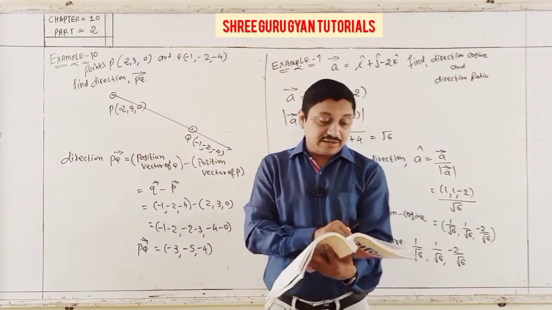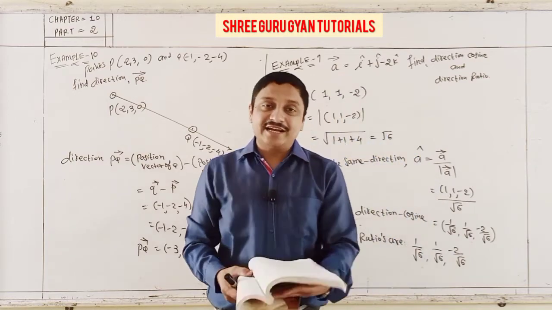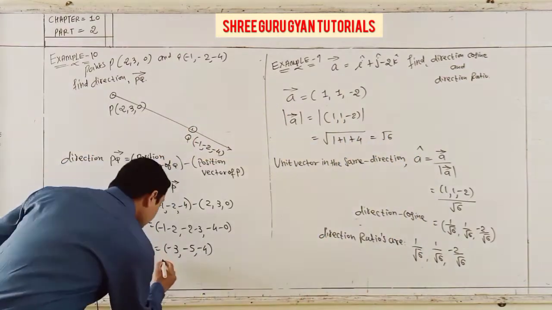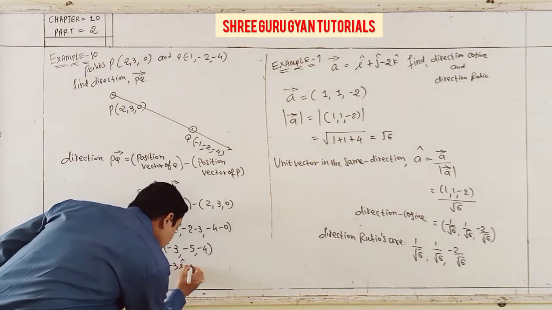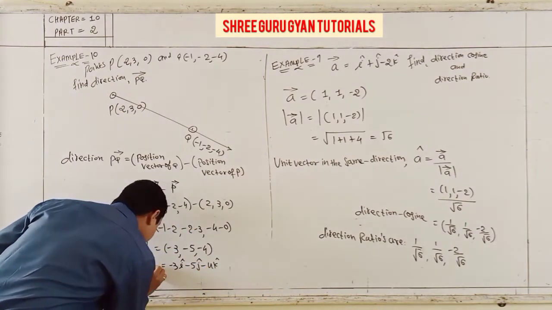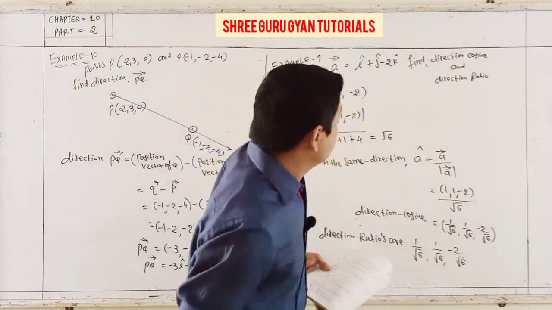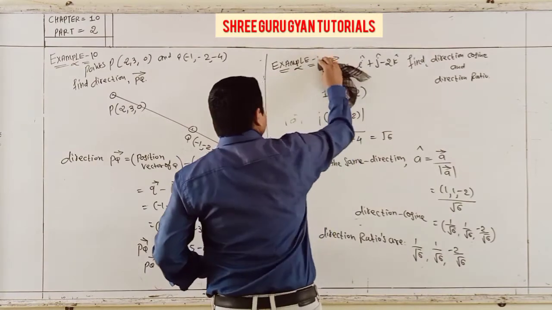Now continue. In the back-side answer it is written as -3i - 5j - 4k. I also write it down, don't worry. That's my PQ direction. Now continue. Example number 11.